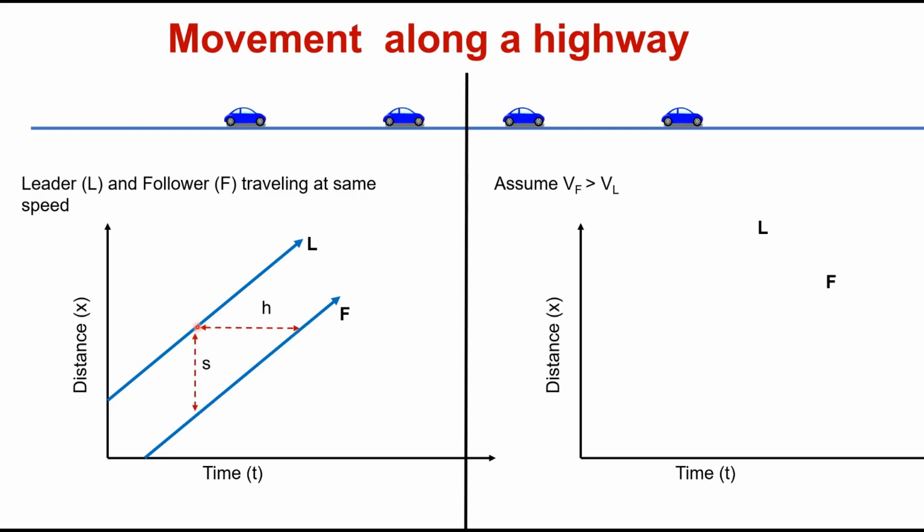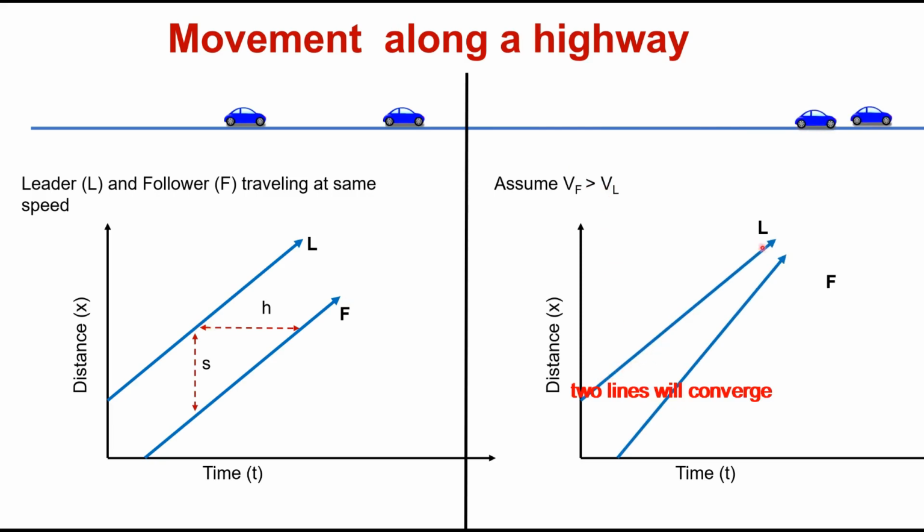constant throughout the time. But when the speed of the follower is more than the speed of the leader, then these 2 lines will merge, and that will create a condition of conflict or crash.